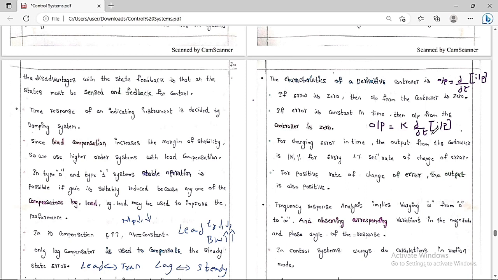So these are the characteristics of a derivative controller. If the error is 0, then the output from the controller is 0. If the error is constant in time, then the output from the controller is 0. For changing error in time, the output from the controller is k percentage for every 1% per second rate of change of error. For a positive rate of change of error, the output is also positive. For a negative rate of change of error, the output is also negative. These things you always have to keep in your mind.